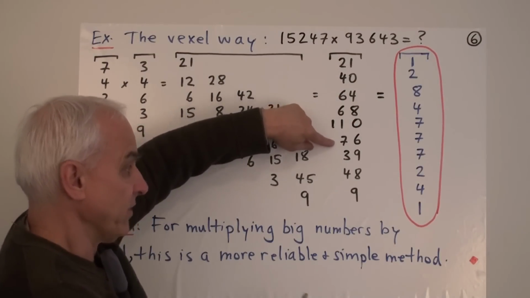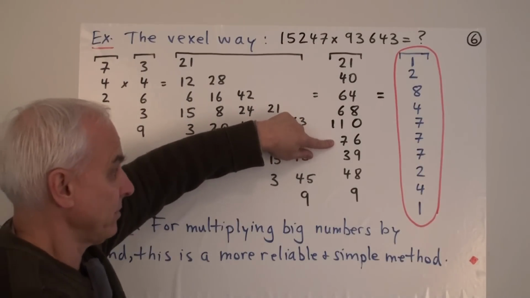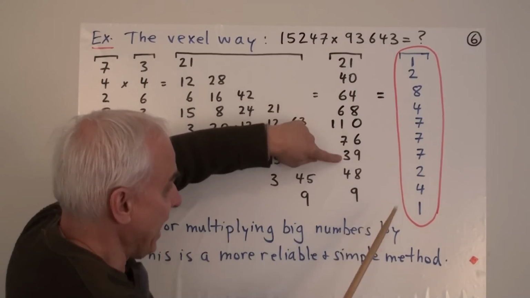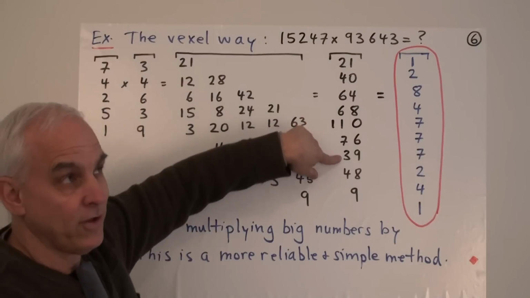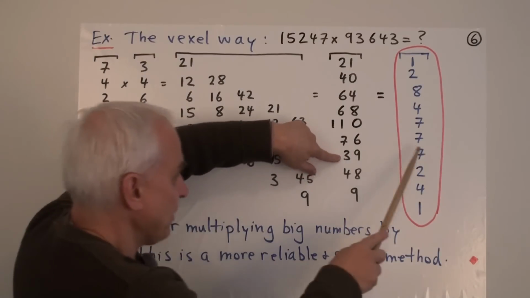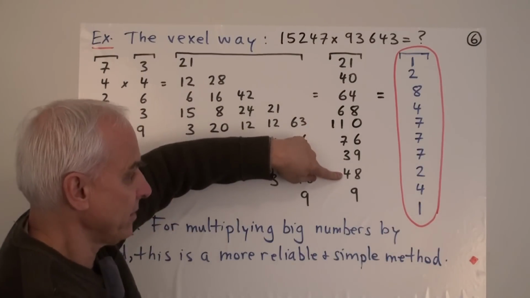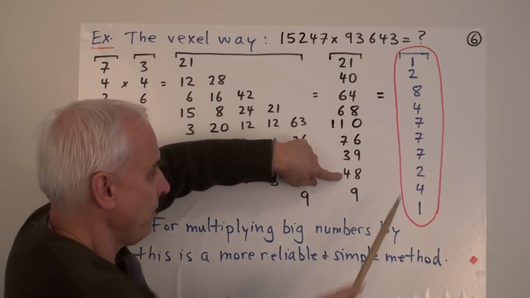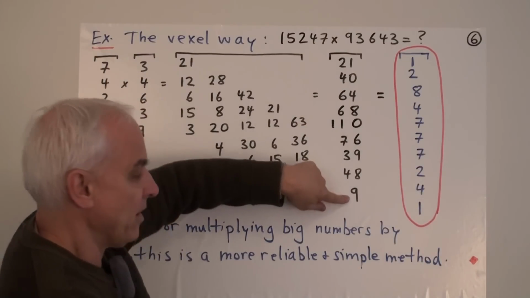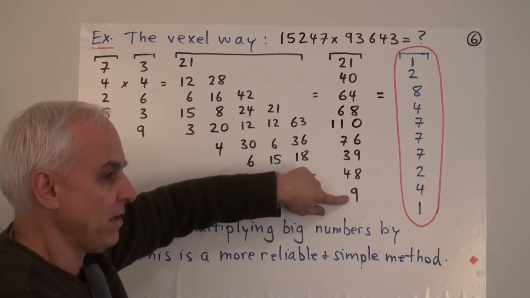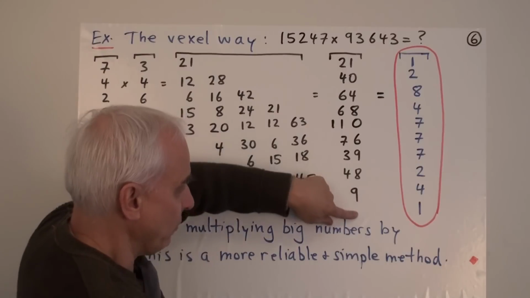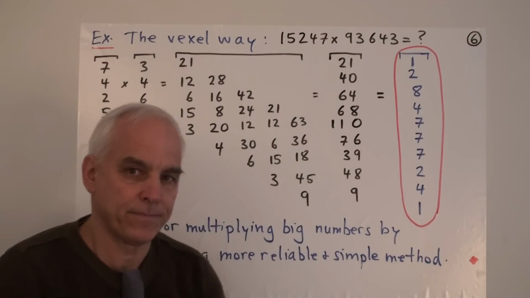11 added to 76 is 87. We write down the 7 and add 8 to here, giving us 47. We write down the 7 and add 4 to here, giving us 52. We write down the 2 and add 5 to here, giving us 14. We write down the 4 and add 1 to here, and there's the 1.